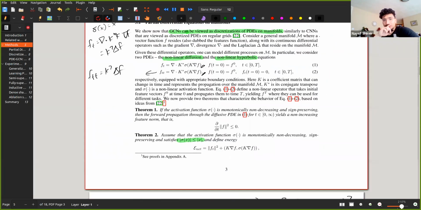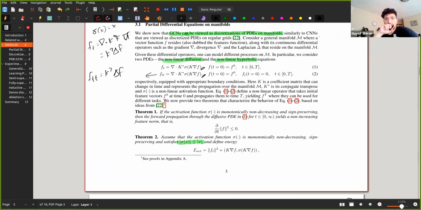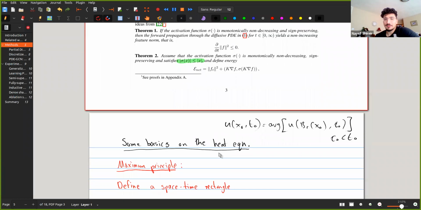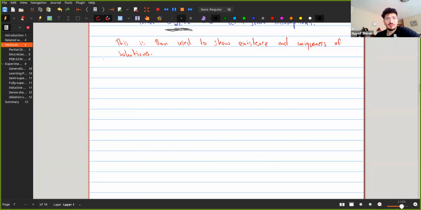And they have these two theorems. Theorem 1 is pretty much your maximum principle. It shows that it has a non-increasing feature norm, so the feature norm does not increase with time. And the second theorem is that your energy is bounded, basically. The proofs of these are not very complicated, so I can just go through them super quickly.